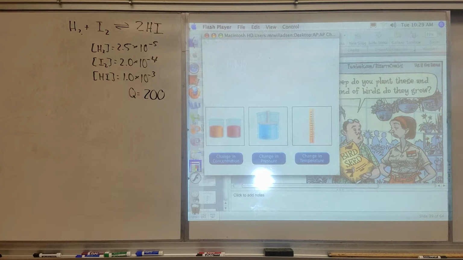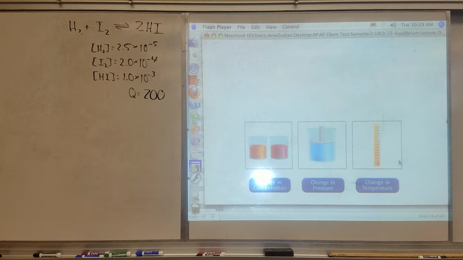Le Chatelier's principle states that if an external stress is applied to a system at equilibrium, the system adjusts in such a way that the stress is partially offset. The word stress means a change in concentration, pressure, volume, or temperature. Click on one of the buttons below to view animation showing the effect of these stresses on a system.